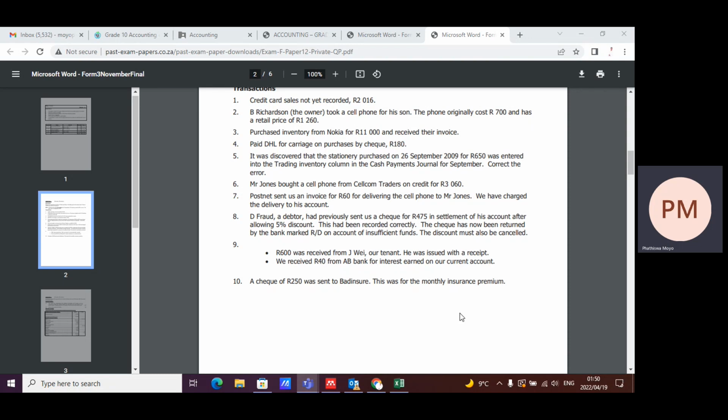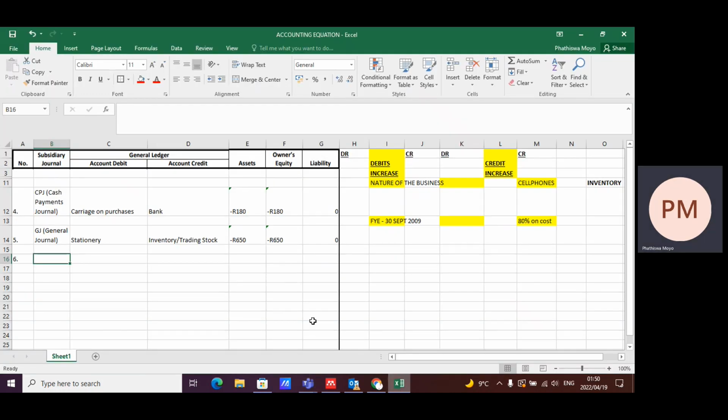Now it says Mr. Jones bought a cell phone. So Mr. Jones is just a random customer, bought a cell phone from Cellcom traders on credit for 3,060. So this person bought on credit.